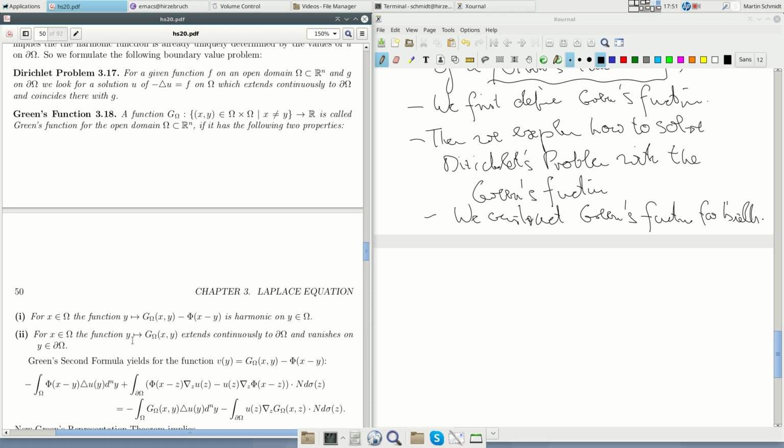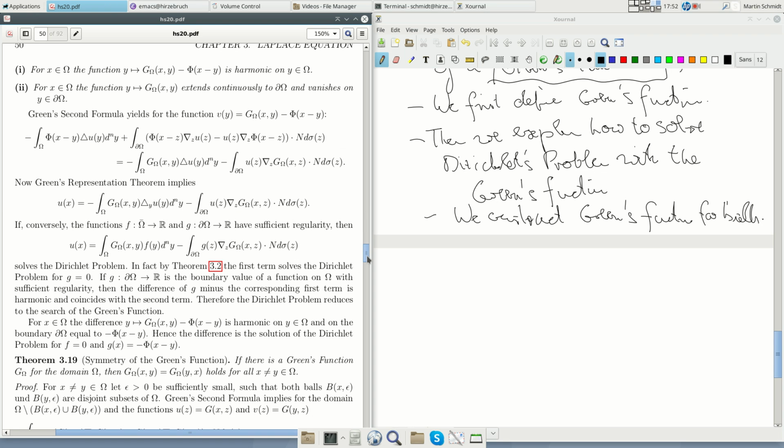And second, this Green's function extends continuously to the boundary and vanishes on the boundary. Also, for any fixed x in omega, this extends continuously to the boundary and vanishes on the boundary. These are the two conditions. Okay, now we want to see what this helps.